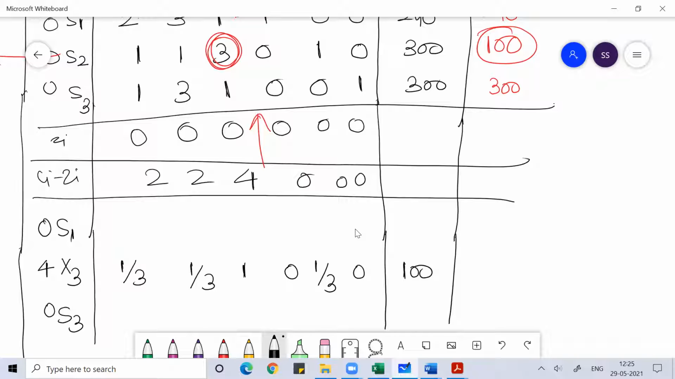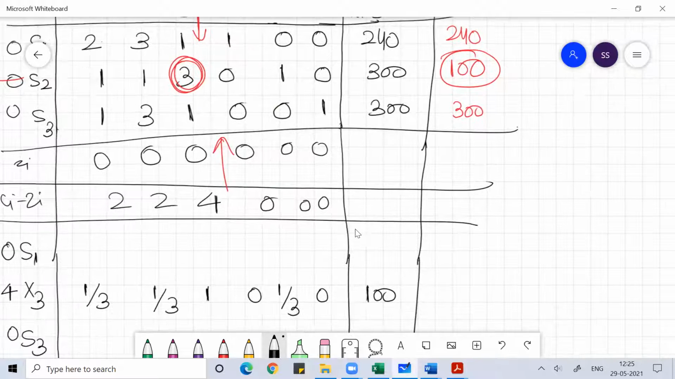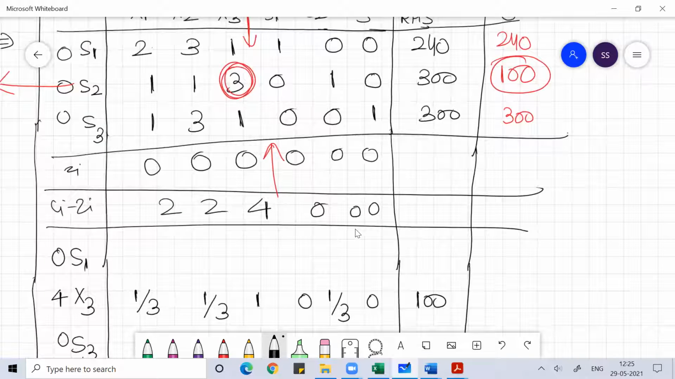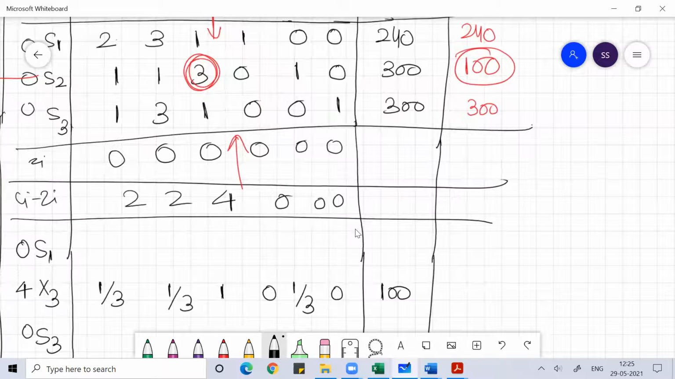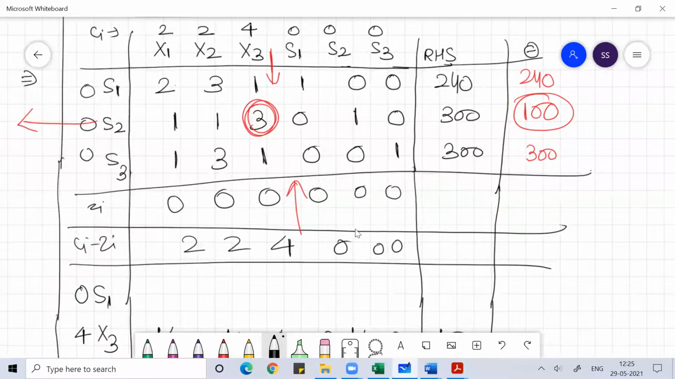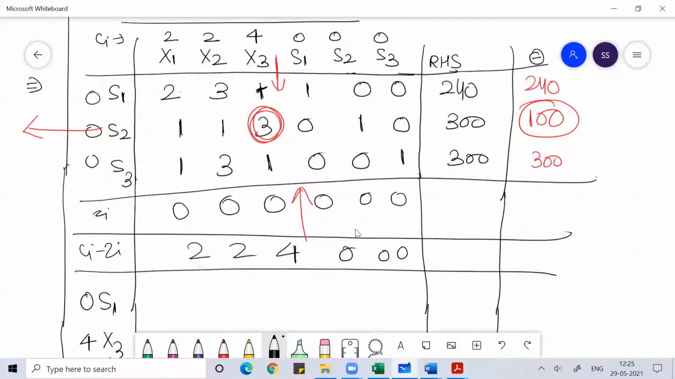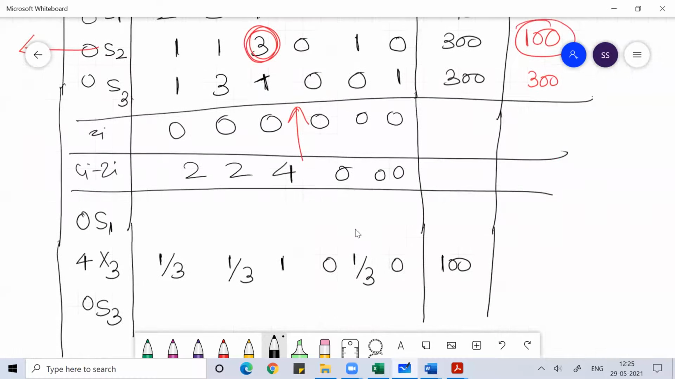Okay, so you got the X3 value. Once you get the X3 value, you can find the simultaneous values of S1 and S3. For S1 and S3, the corresponding constant value is 1 only. The purpose here is that whatever you consider as the pivot element, the corresponding values of S1 and S3 for that should be 0. So what can we do for that?